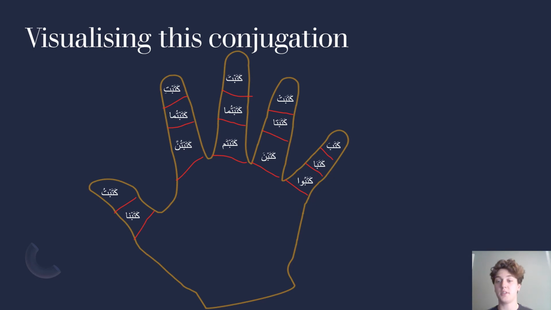So if you want to just pause the video here and honestly learn this, I suggest learn it with kataba, but once you get this in your head, it won't fade. And I find it really easy to visualize on my own hand. So kataba, kataba, katabu, and you can speed up. Katabat, katabata, katabna, katabta, katabtuma, katabtum, katabti, katabtuma, katabtunna, katabtu, katabna.